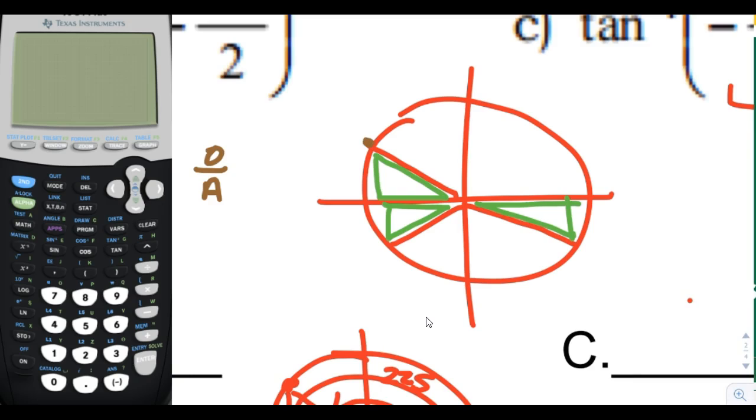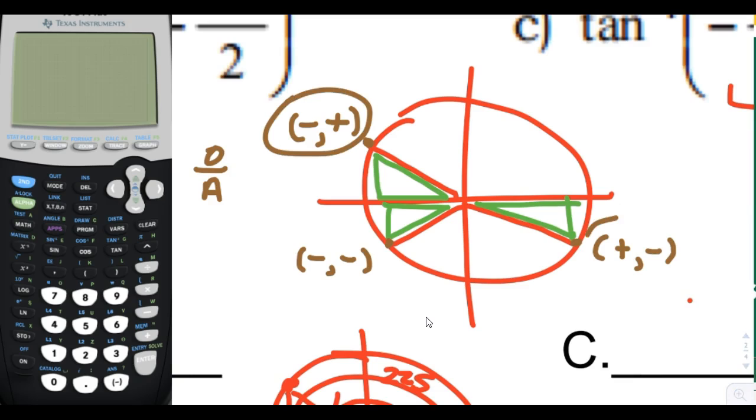For this coordinate here, the x coordinate is negative and the y coordinate is positive. For this one here, both the x coordinate and the y coordinate are negative. For this one here, the x coordinate is positive and the y coordinate is negative. So, which one of these could possibly be the answer? This one or this one, right?